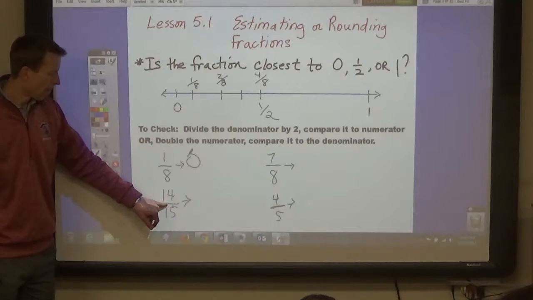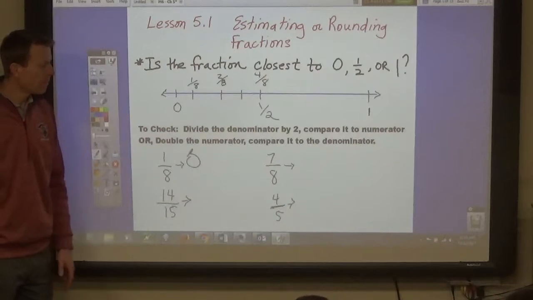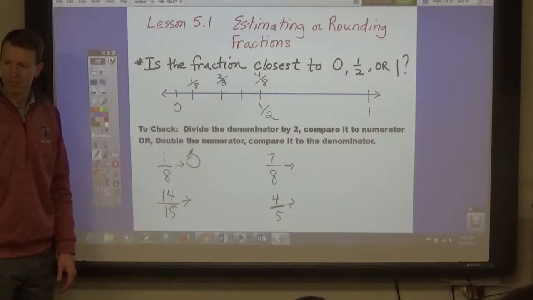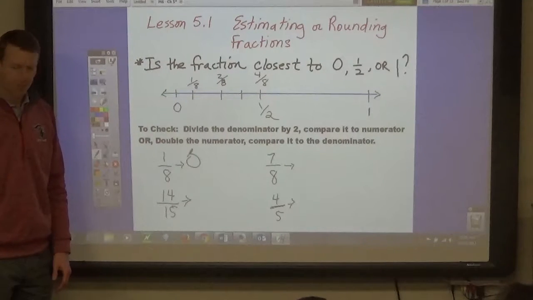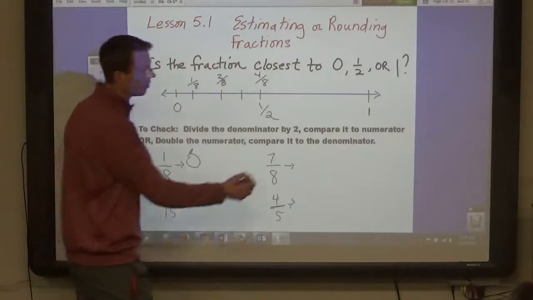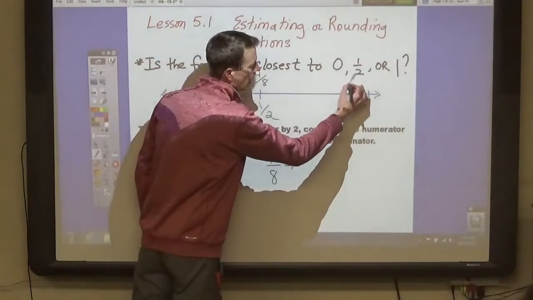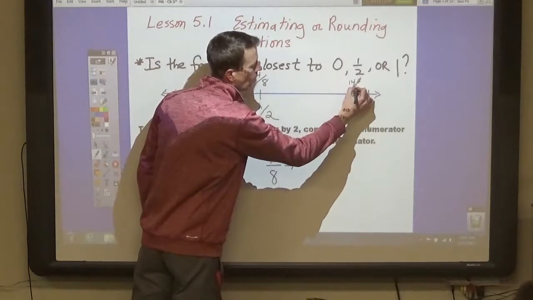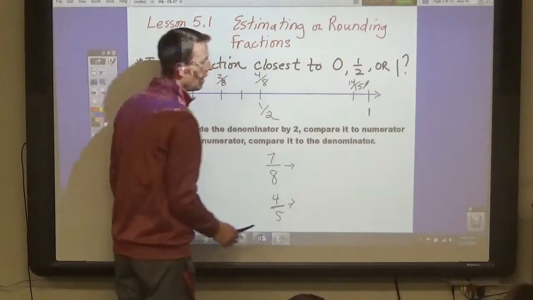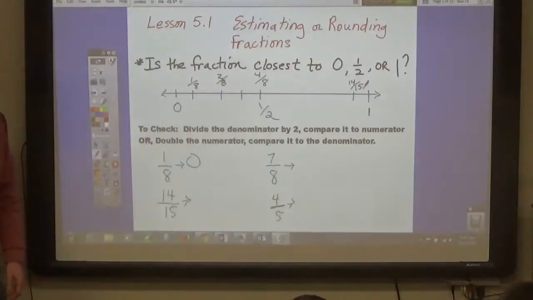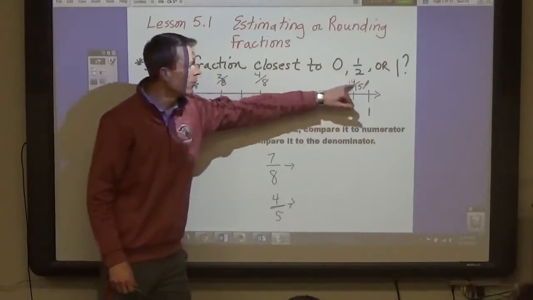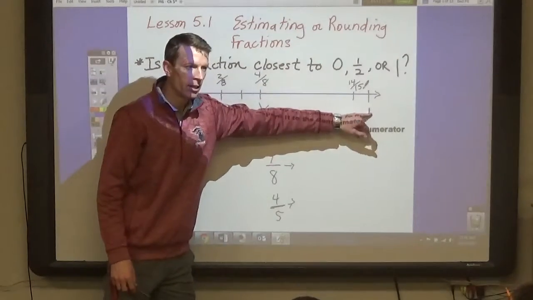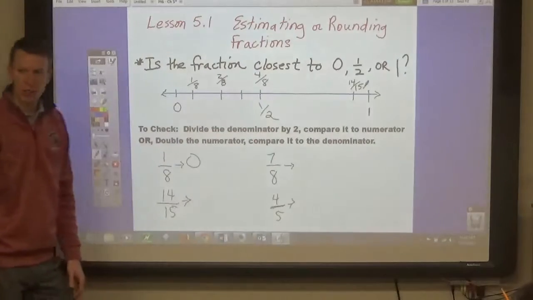How about 14/15ths? 1. Yeah, that would be closest to 1. Because we're almost at the same numerator. Right? 15 out of 15 would equal 1. And so 14 out of 15 is really close to 1.